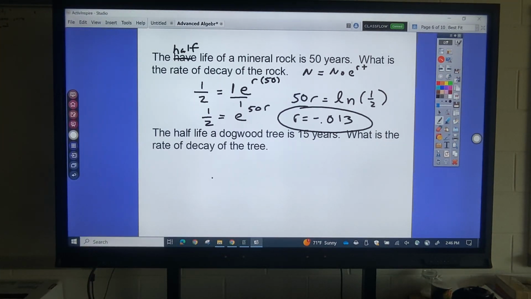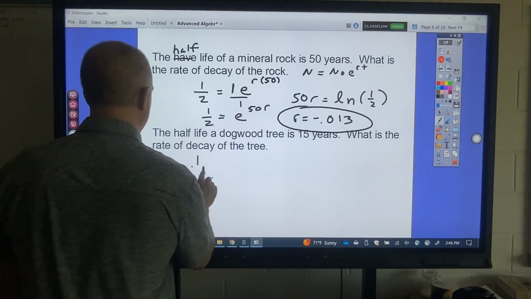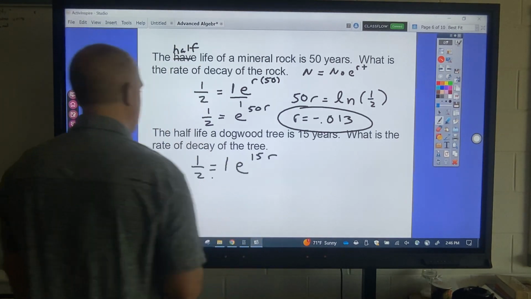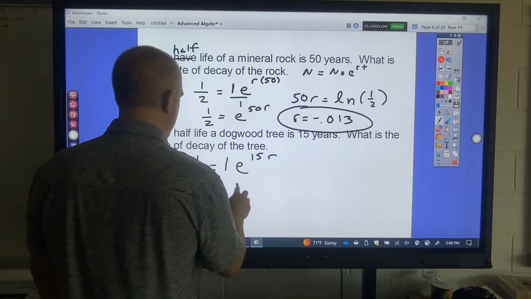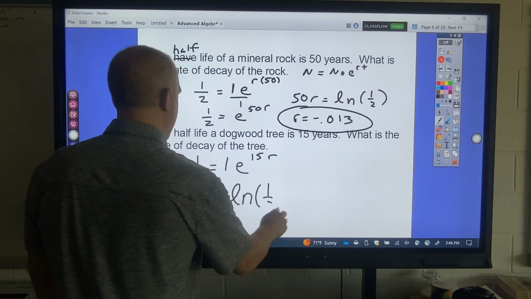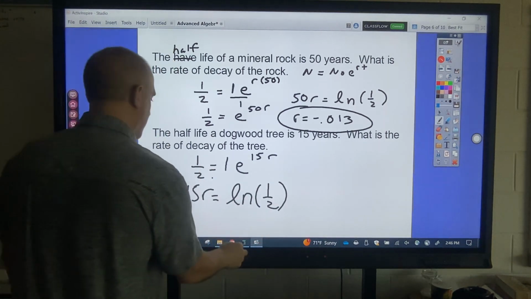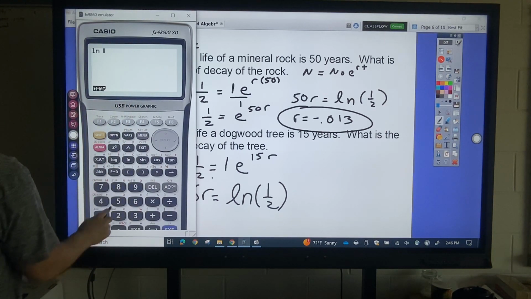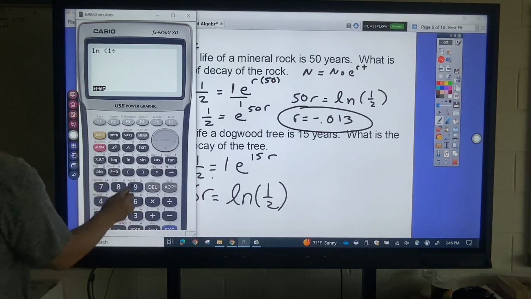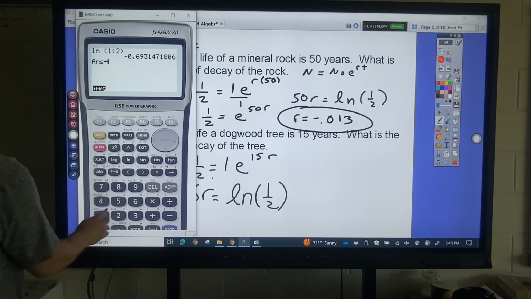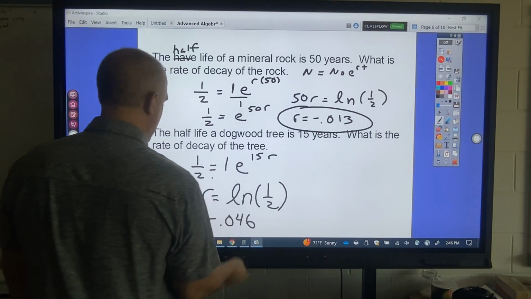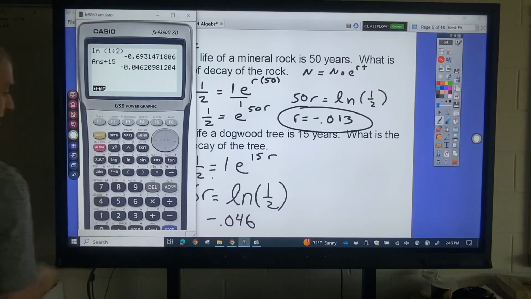The half-life of a dogwood tree is 15 years. What is the rate of decay? So once again, that's 1/2 equals 1 times e to the 15R. Once again, you can solve this a couple ways. You can do natural log of 1/2, move the 15R over, and I go natural log of 1/2 divided by 15. My rate is negative 0.046, or about 4.6% if you multiply that.